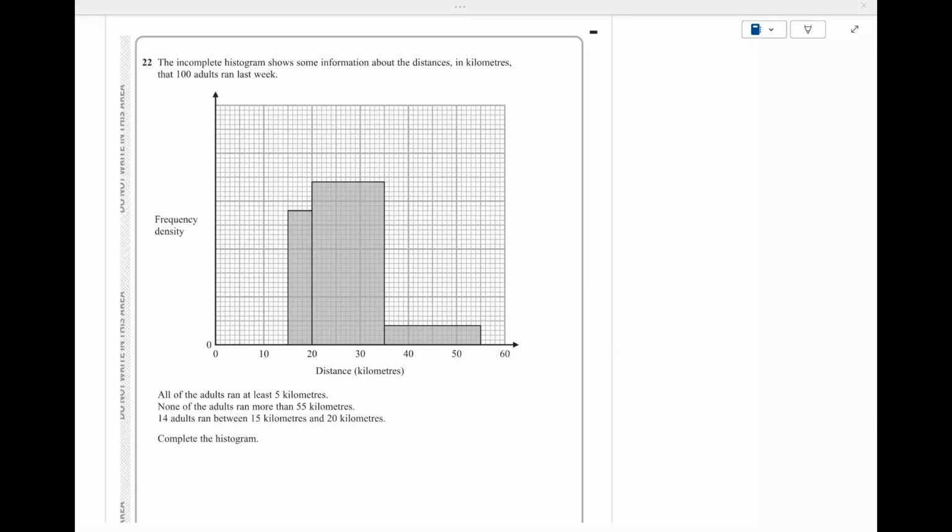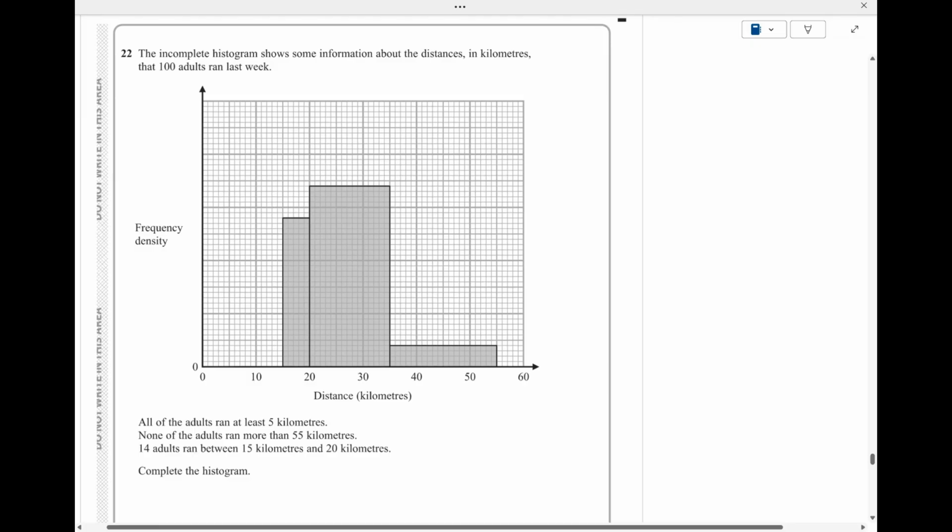Question 22. The incomplete histogram. Right, I'm going to need to remember that the area of the bars is the frequency. It's a histogram, isn't it? It shows some information about distances in kilometres that 100 adults ran last week. Let's not forget that. I bet it'll be important.